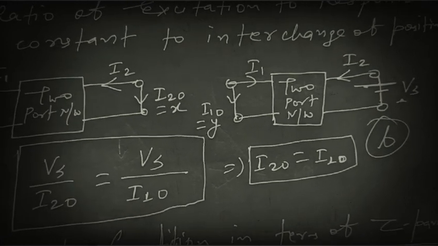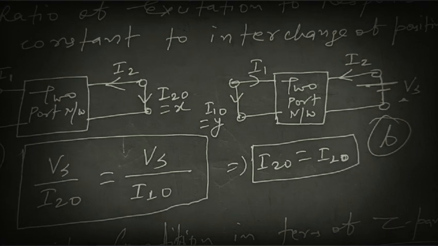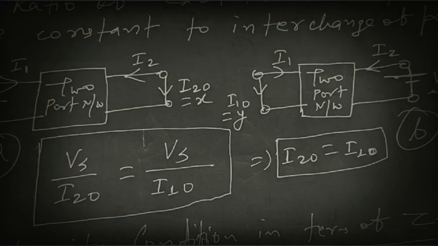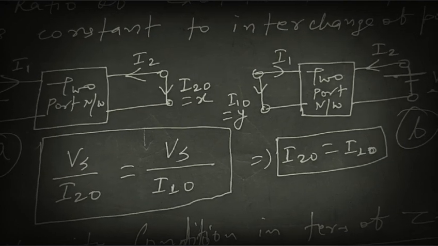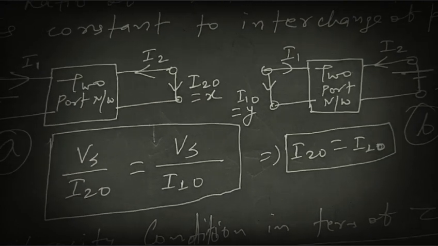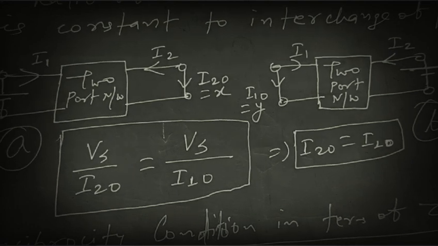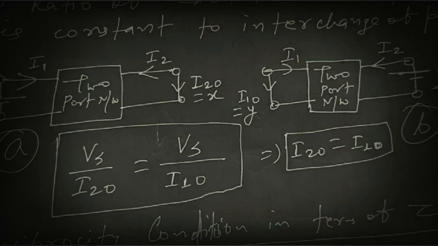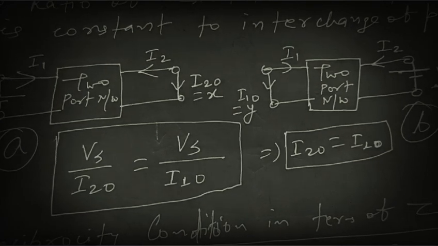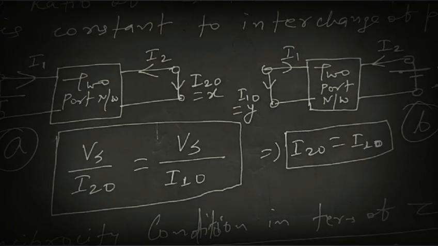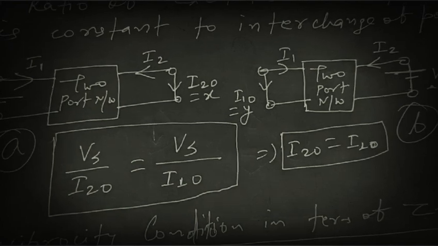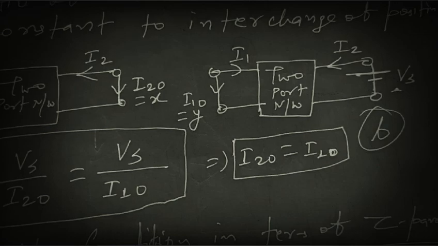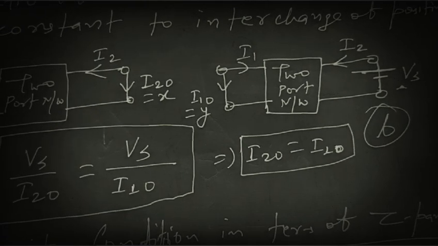So according to reciprocity theorem, the ratio of excitation to response will be constant with respect to interchange of position. Here the position of excitation as well as response has been exchanged in these two figures, and we see the ratio Vs divided by I20 should be equal to Vs divided by I10. That means I20 should be equal to I10. This is the condition of reciprocity.